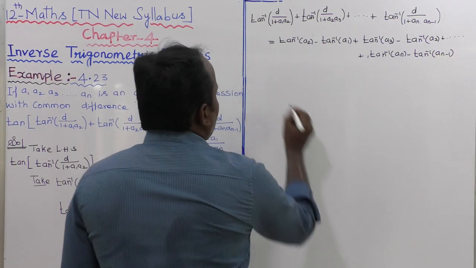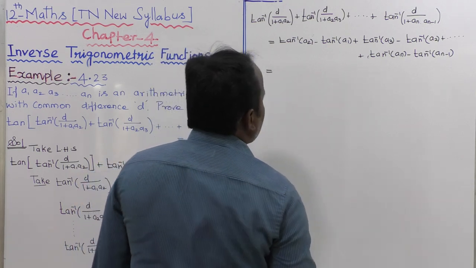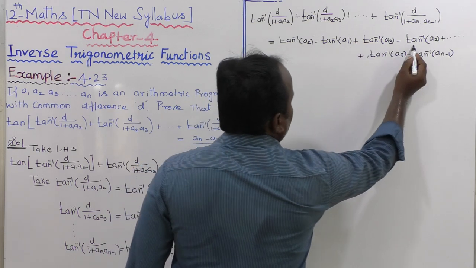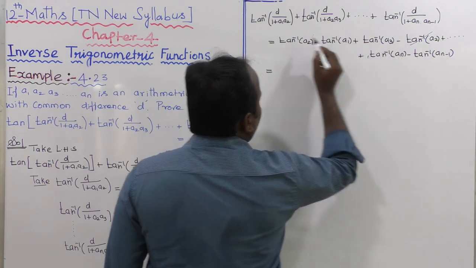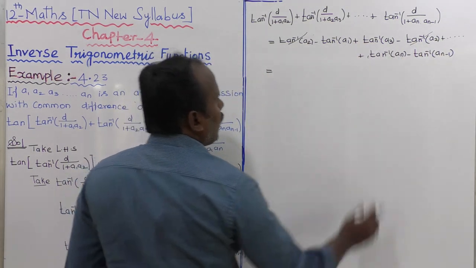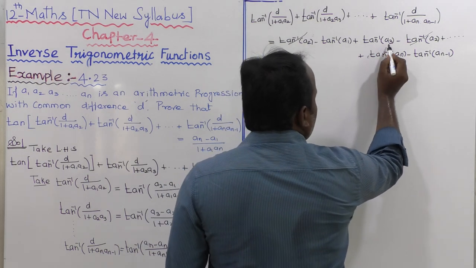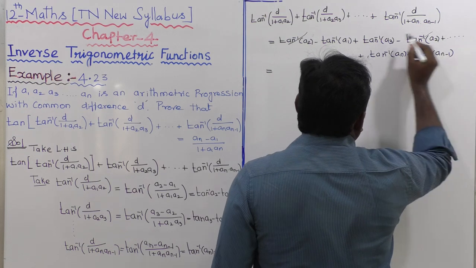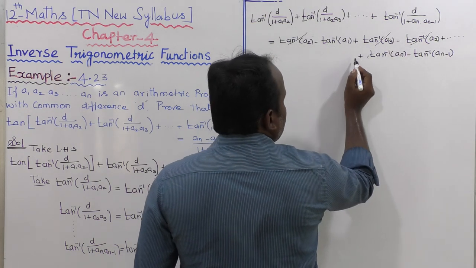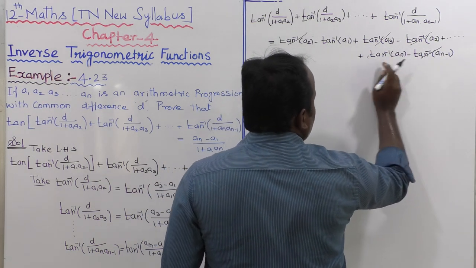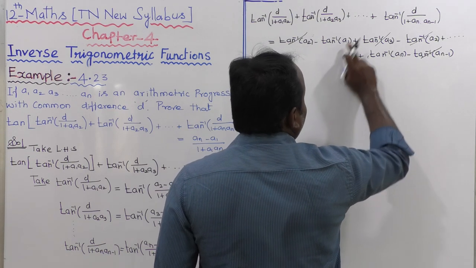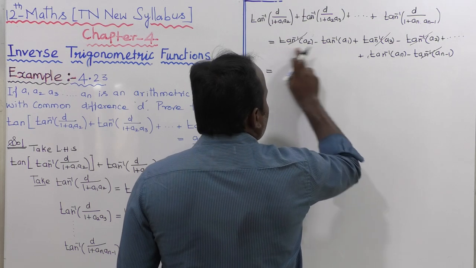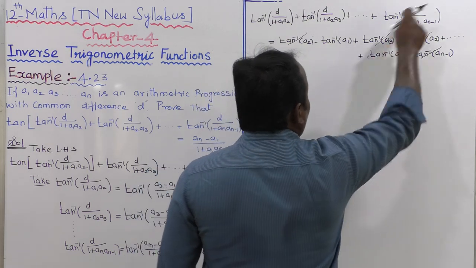Now that is equal to this one cancel. That is called the tan inverse of A2. This one: tan inverse of A2 minus term plus term. So again this is also tan inverse of A3. Next tan inverse of A4 minus A3. This one cancels out. Next, the second term cancels out. The first term and the cancelled term: the first term, the second term, the last term.